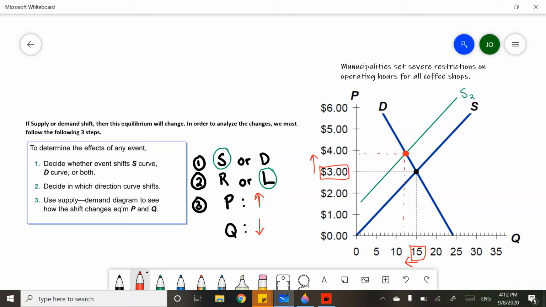Again, we do not have to focus on giving exact numbers. As long as we can say that the price is going to increase and the quantity will decrease, that is good enough to analyze the market.